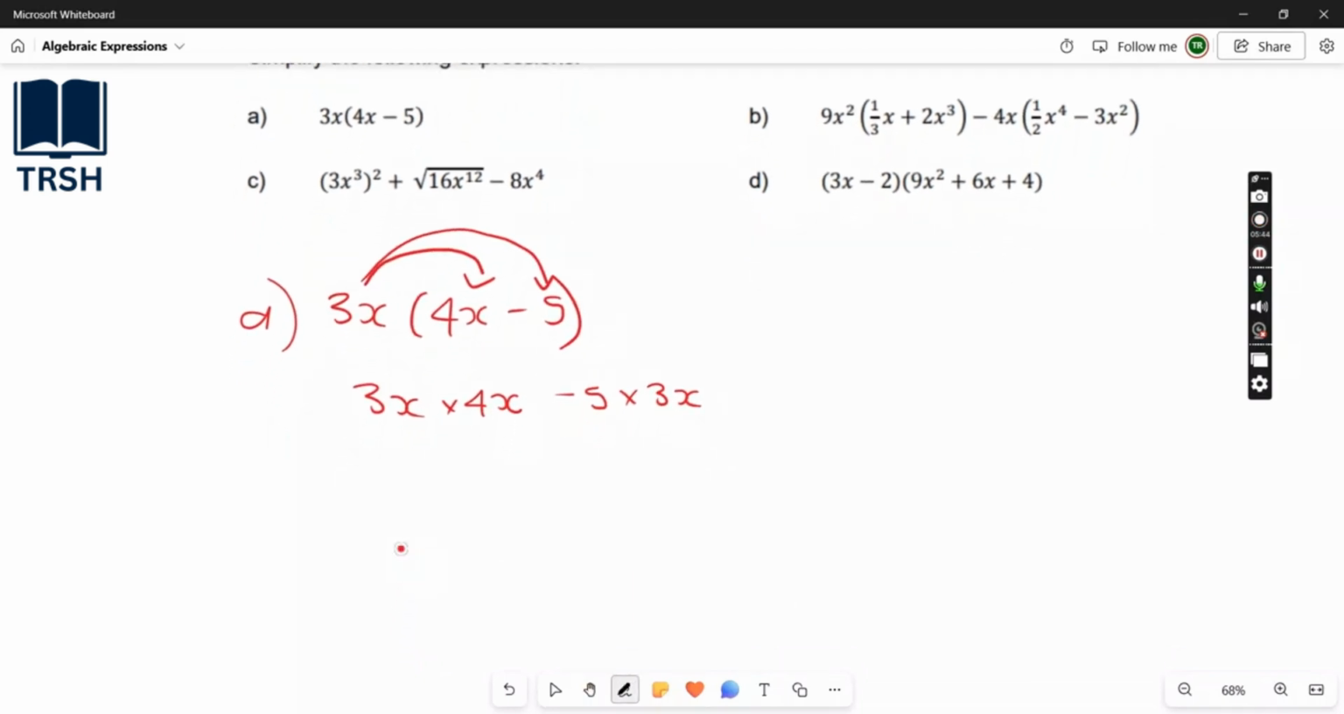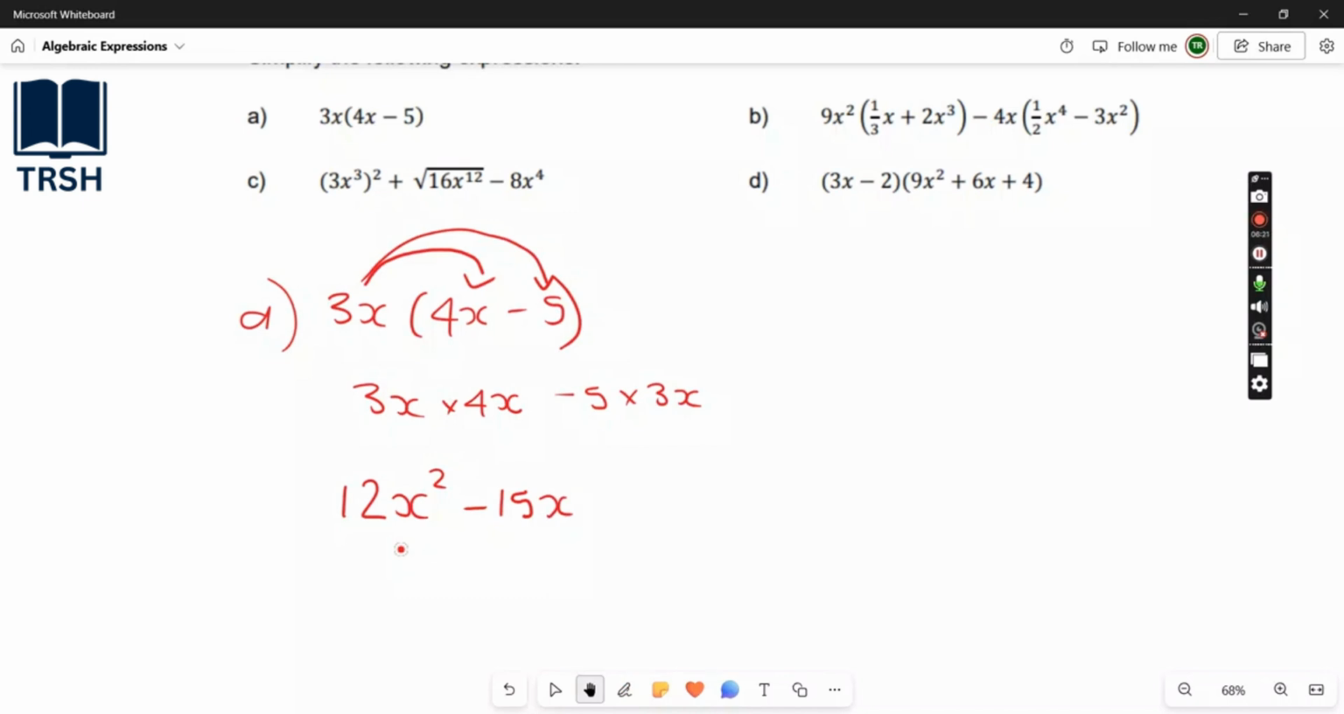So if we say 3x multiplied by 4x, we can simply say that 3 times 4 will give us 12, and then x times x will give us x squared. Then the next term, 3x multiplied by negative 5. Please don't forget, signs are important. They can make or break your answer. So 3 times negative 5 will give us negative 15. So we write down our negative 15. And then x times no x, it just stays x. And that is what we have.